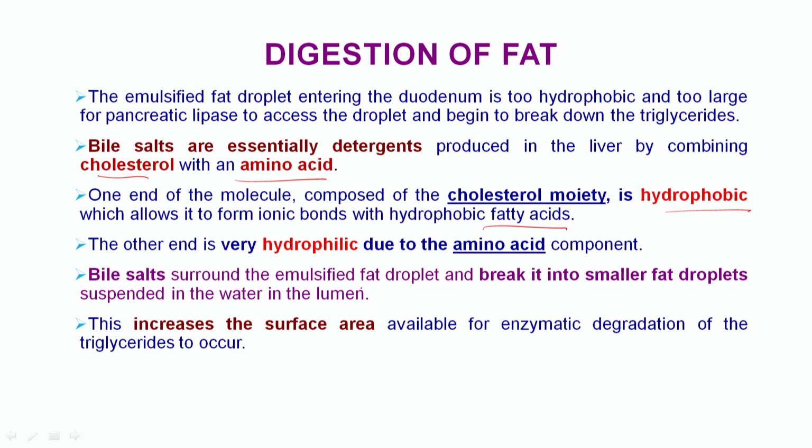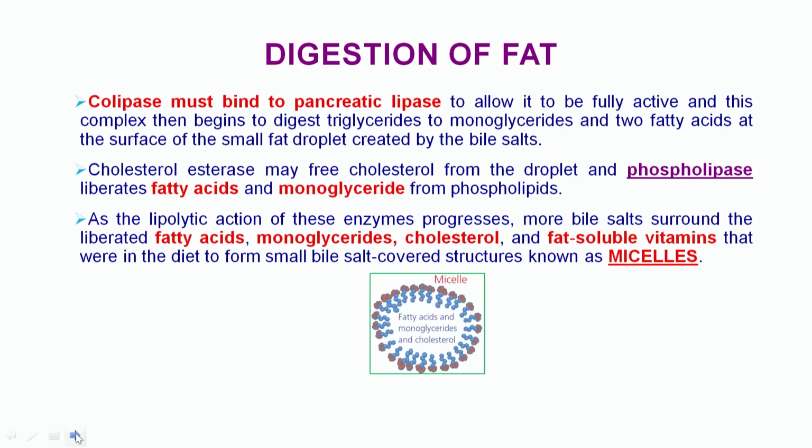Bile salt surrounds the emulsified fat droplets and breaks them into smaller fat droplets suspended in the water in the lumen. This increases the surface area available for enzymatic digestion of the triglyceride to occur.